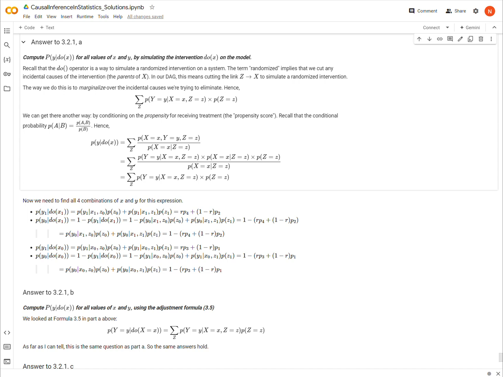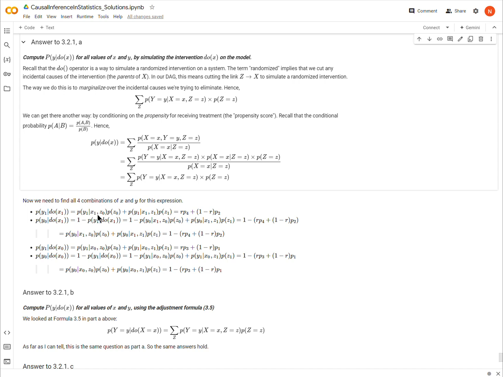Now we are meant to find the probability of Y given do X for all values of X and Y, and that's what I'm doing here. There are 4 combinations of Y and X.